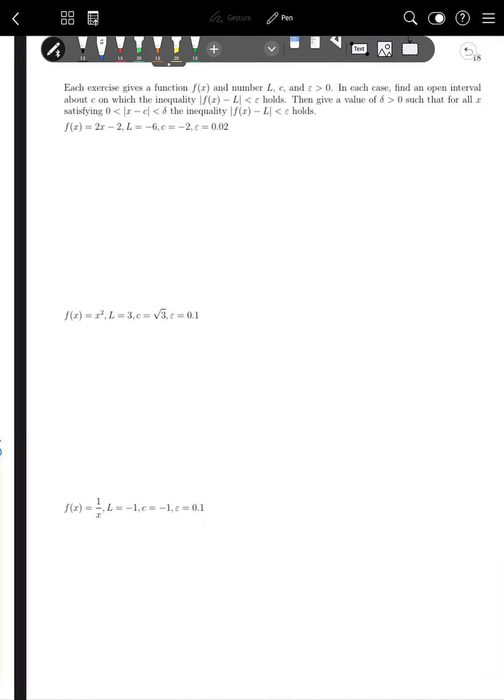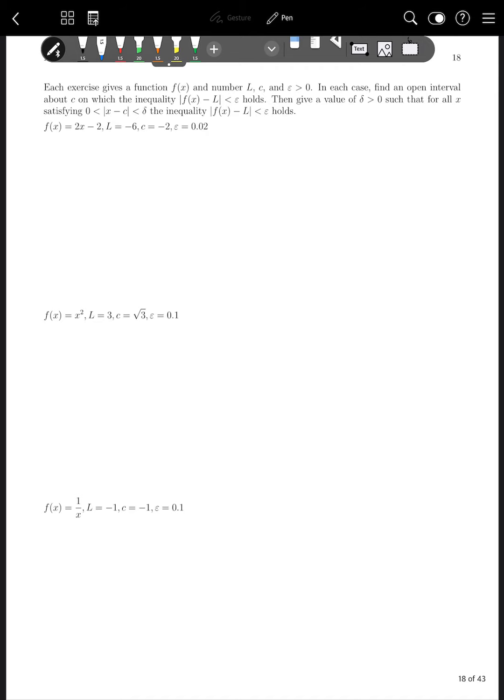Okay, and so that's the idea. So what I'd like y'all to do now is flip to the next page and pause the video for a moment and try doing the exact same thing we just did for these 3 examples.